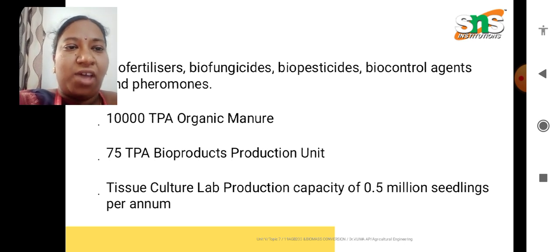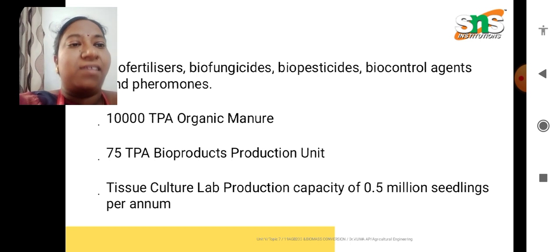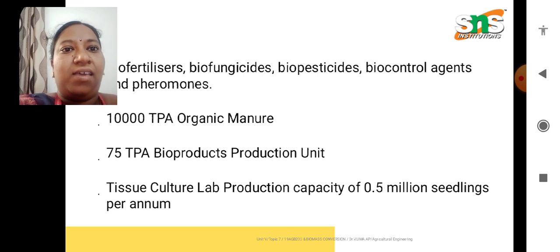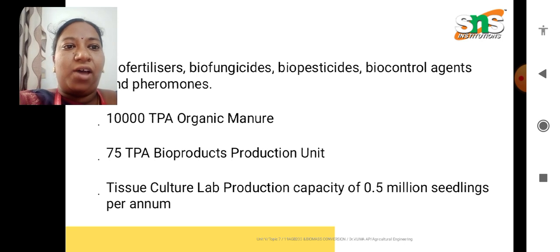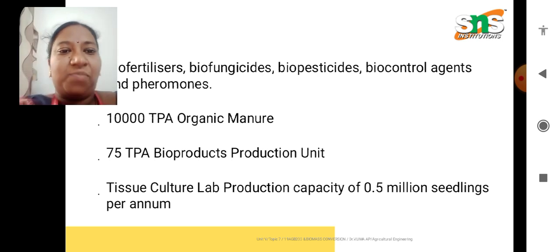They produce biofertilizers, biofungicides, biopesticides, biocontrol agents, etc. Around 10,000 tons per annum of organic manure is produced in this industry, and there is a bioproducts production unit of around 75 tons per annum. There is also a tissue culture lab with a production capacity of 0.5 million seedlings per annum.